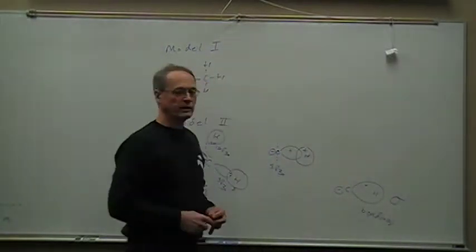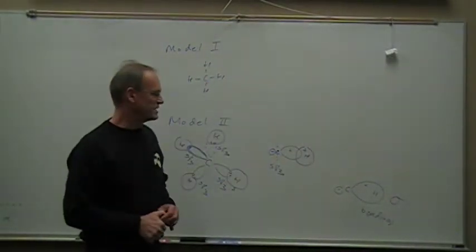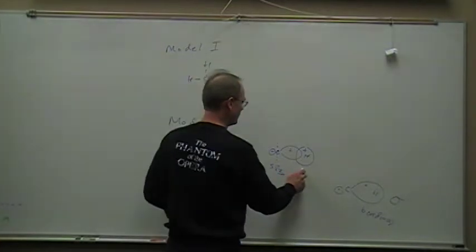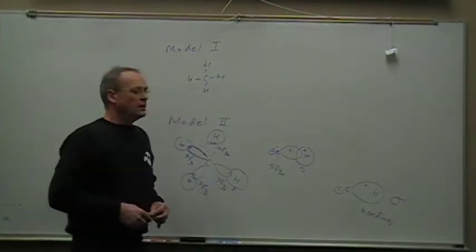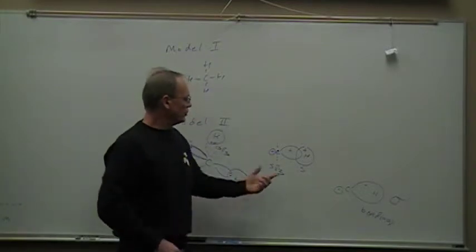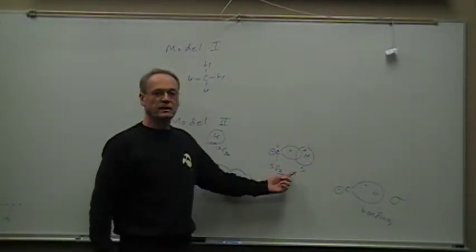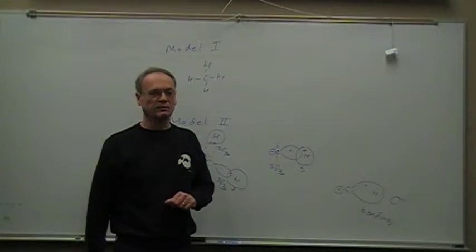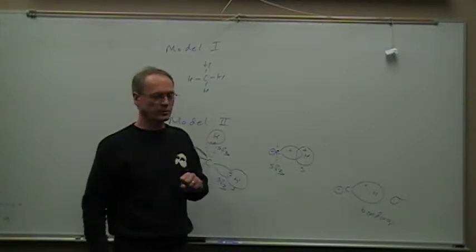Now, if sigma is the Greek letter for S, why do we call that a sigma orbital if it's a combination of an S and an sp3? Well, one justification for that is that both of these orbitals have the letter S in their name, and therefore we're going to call it a sigma orbital. That's bonding, so we don't put the asterisk on it.